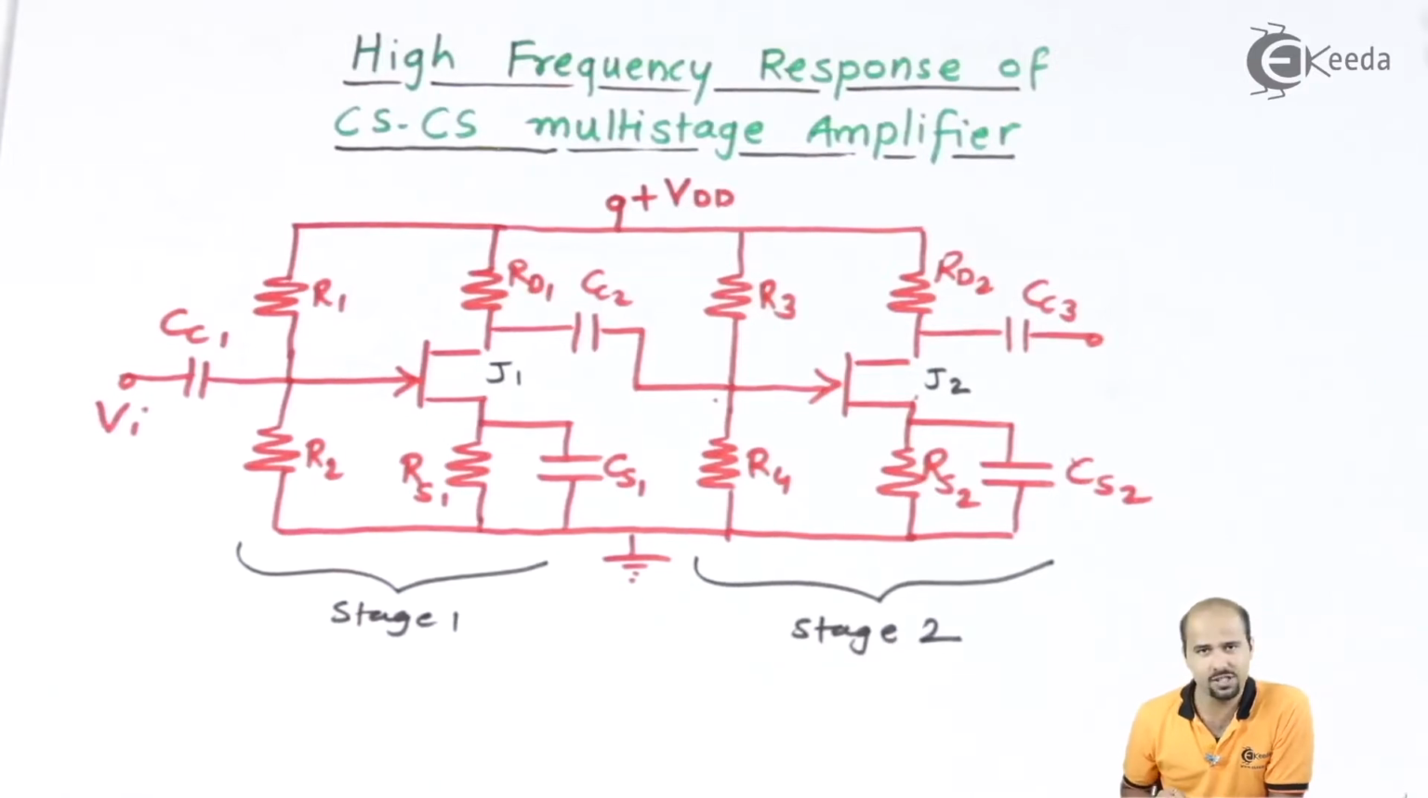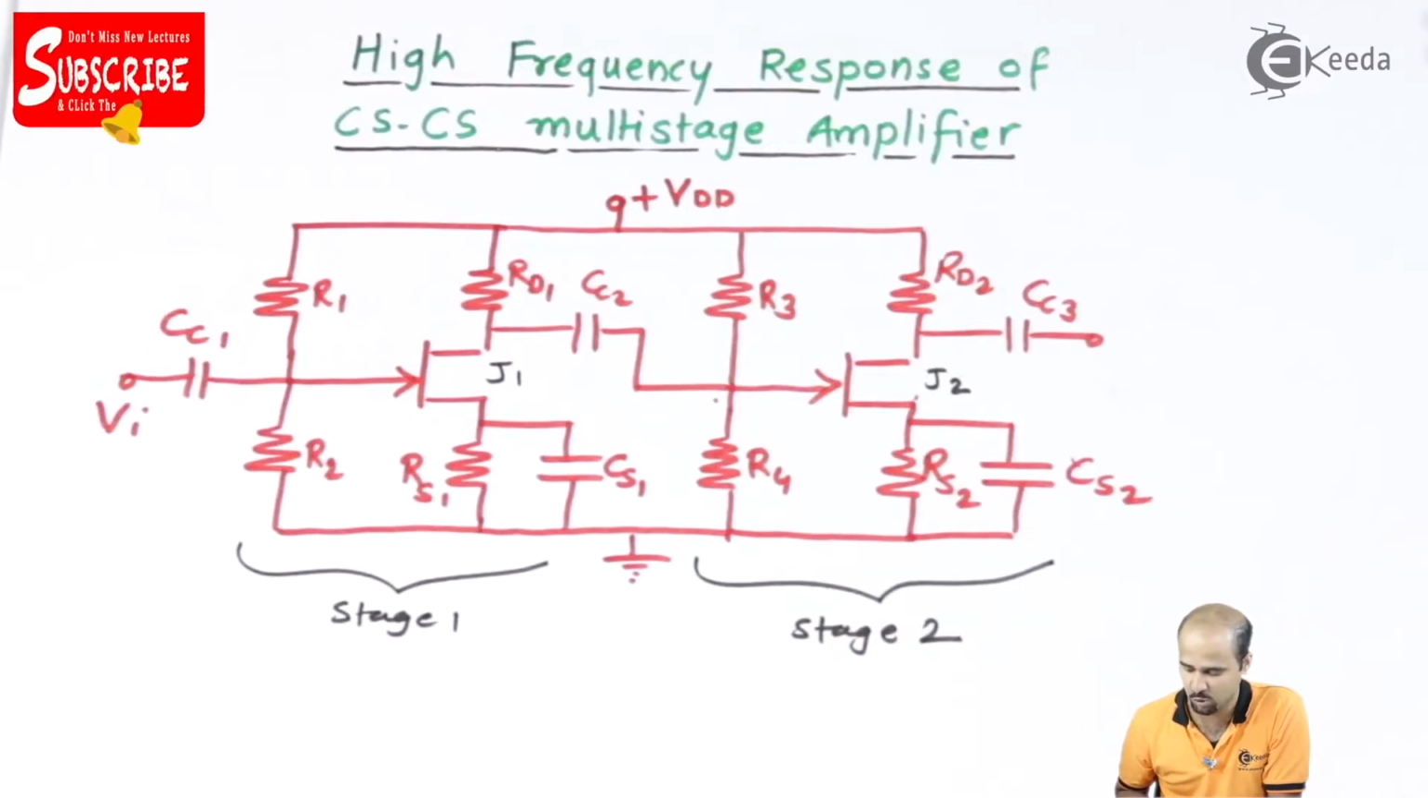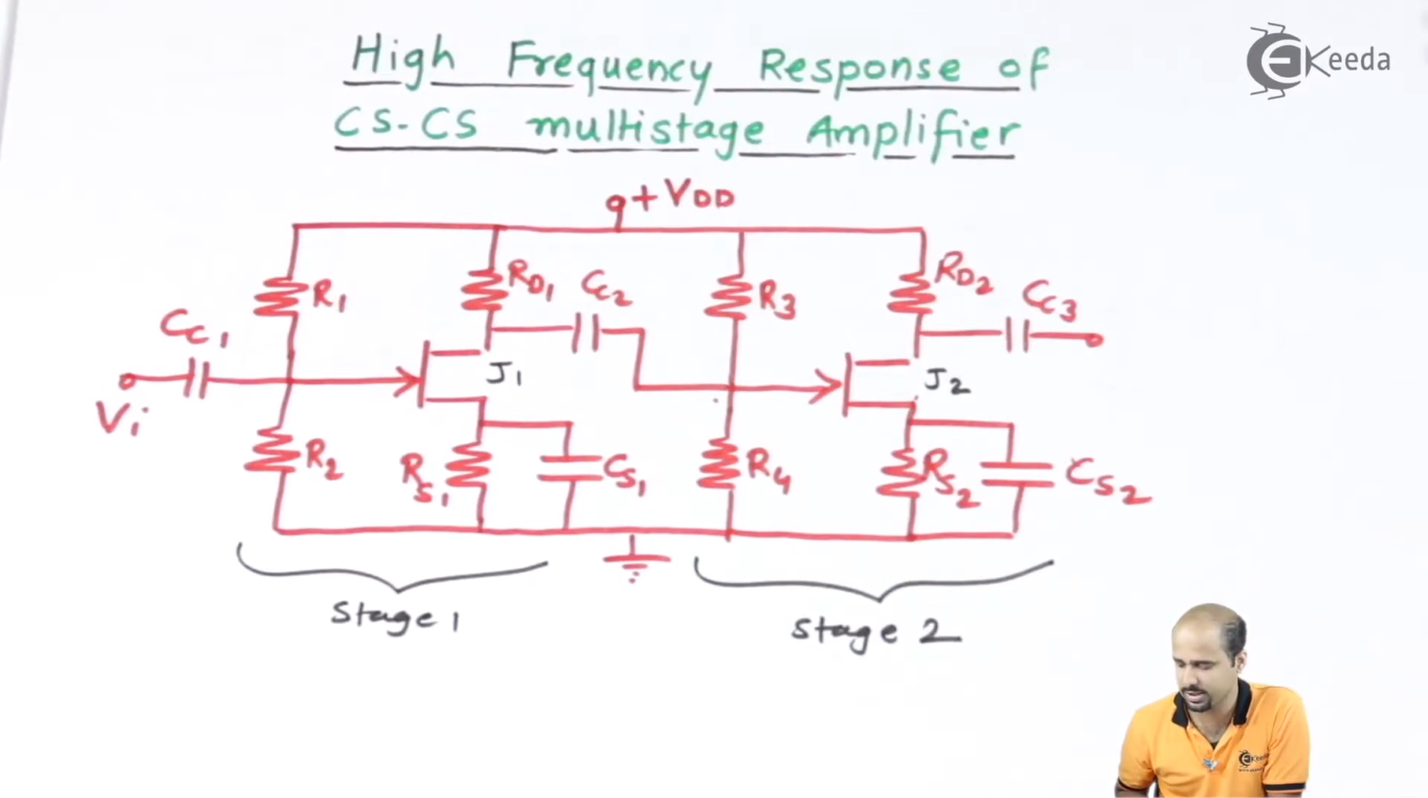So we have this circuit in front of you. The first stage comprises R1, R2, RD1, RS1, CC1 and J1. J1 is nothing but the JFET. This circuit is connected with RC coupling, that is CC2, and the resistances R3 and R4 along with the stage 2 circuit. That stage 2 circuit comprises R3, R4, RD2, RS2, and obviously the heart of the amplifier, which is the JFET.